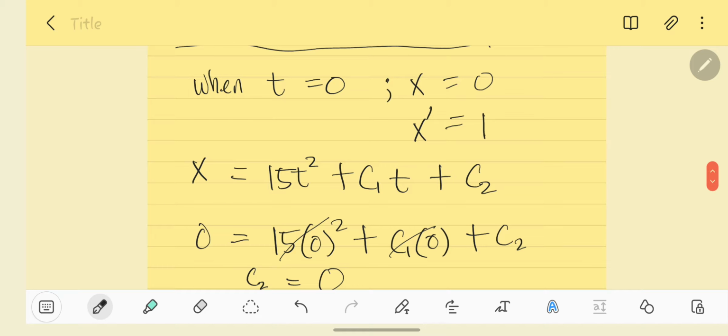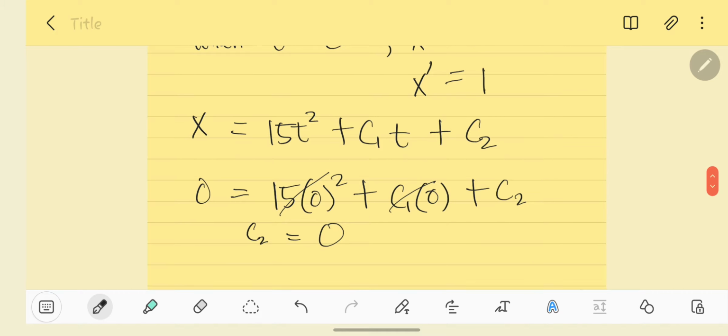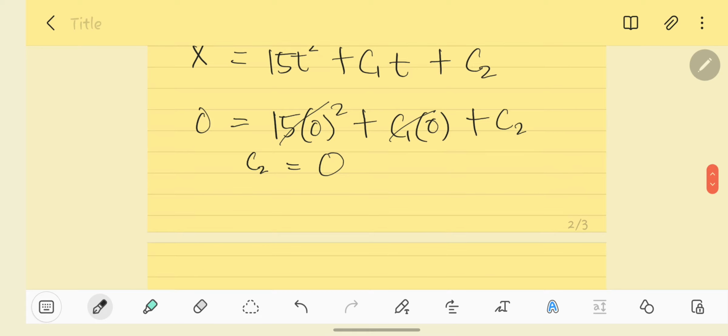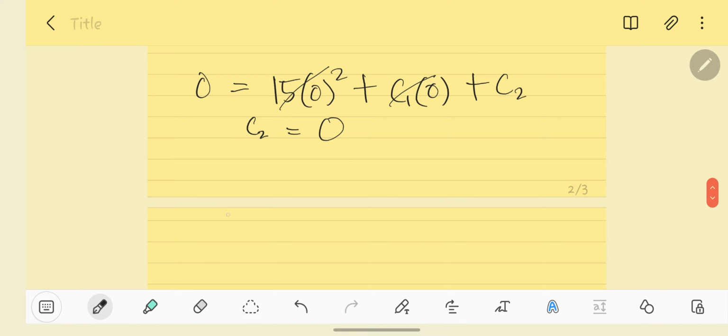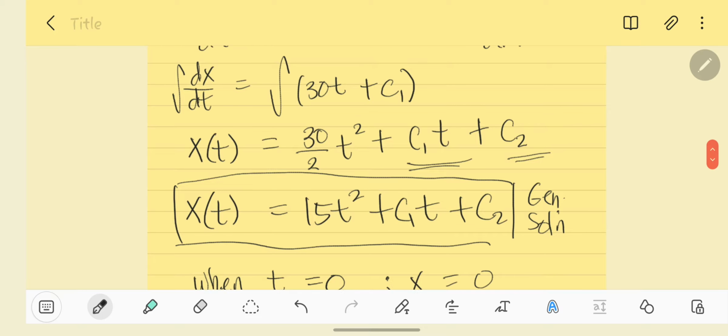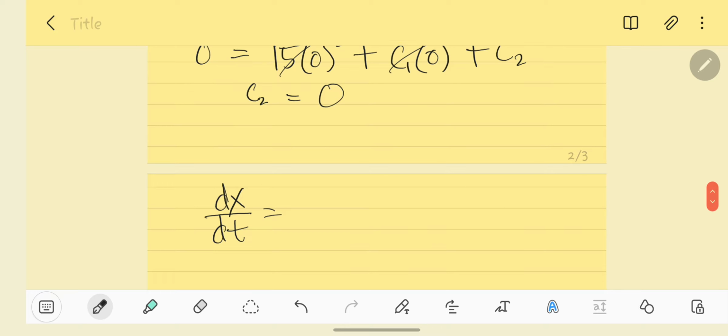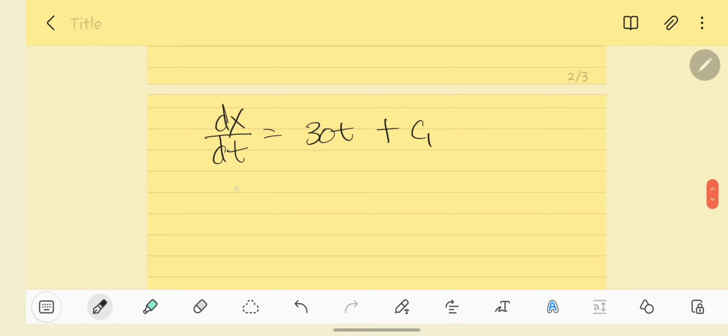And then the x prime, or the dx over dt, is equal to 1 when time is equal to 0. So substituting into the first derivative that we get, rewriting that, dx over dt is equal to 30t plus c1. So dx over dt is equal to 1, which is equal to 30 times 0 plus c1. Now c1 becomes 1.